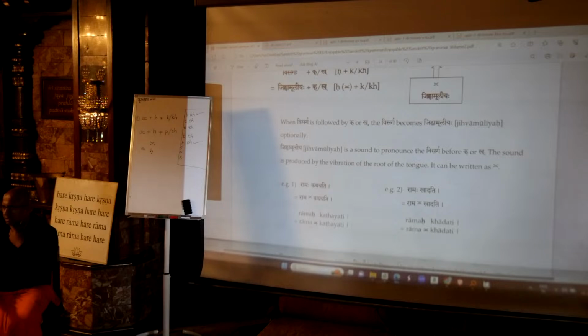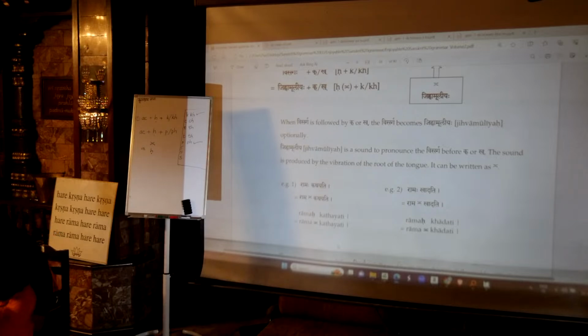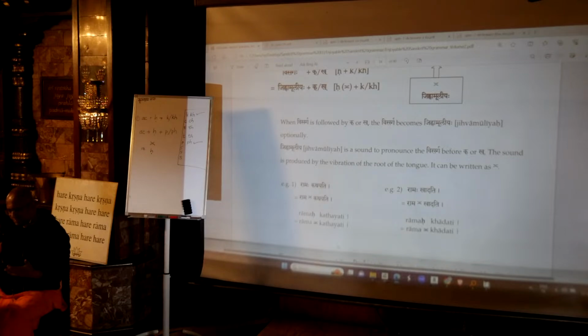It's like a throat clearing sound. If you have some throat infection, it's a sound like that. Rama kathayati, like that it is made. So either you say it like that, or if you feel your throat is all right, then you say Ramaha kathayati, plain, because it is optional. Of course, many experts have different opinions on the jihva muliya sound, but it is basically a sound like you clear the throat.